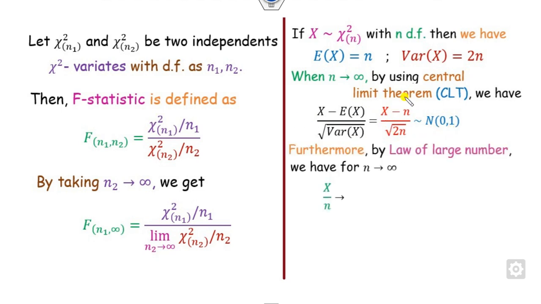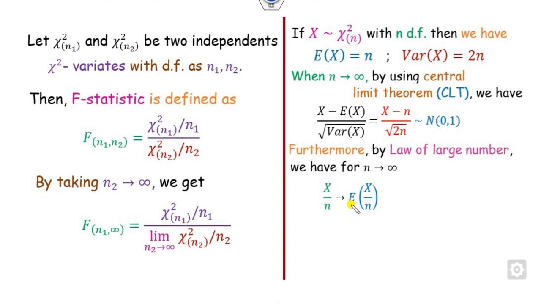Also you can see that by the law of large numbers, whenever n approaches infinity, this ratio X by n converges to what? It converges to my expected value, or you can think about the Markov inequality. So how do you find this expression? This is 1 by n outside, times the expected value of X. What is the value of E(X)? That is nothing but my n. So the answer of this is 1.